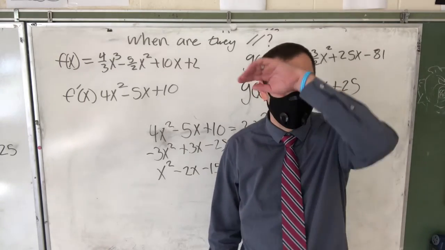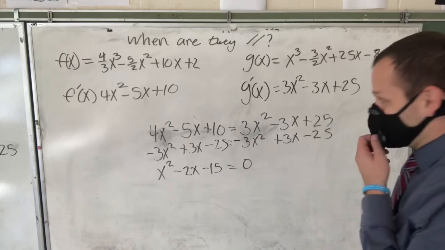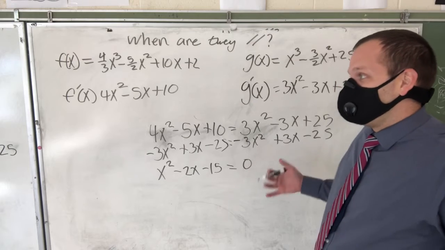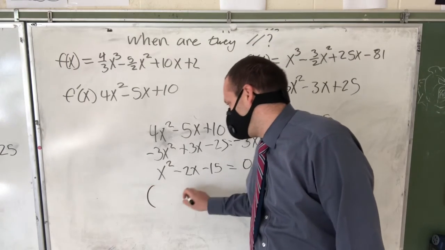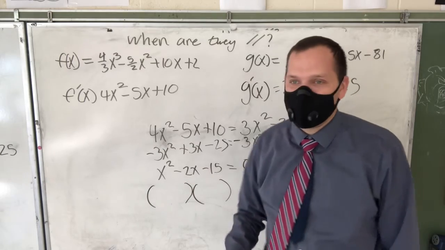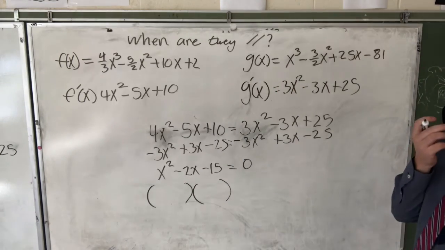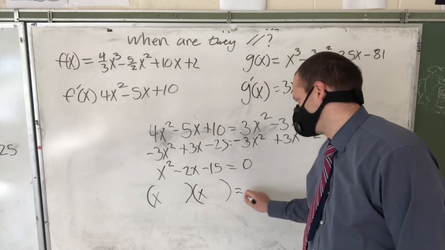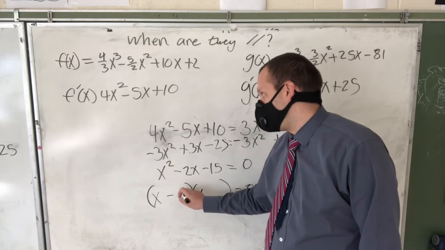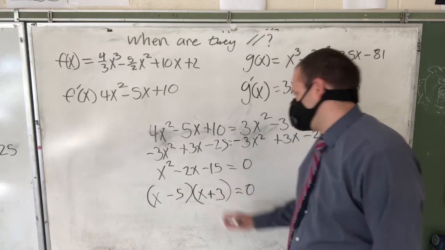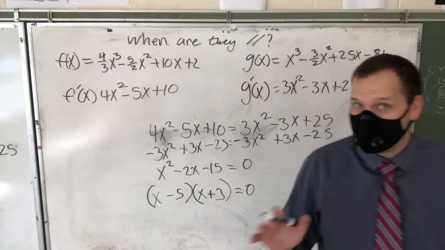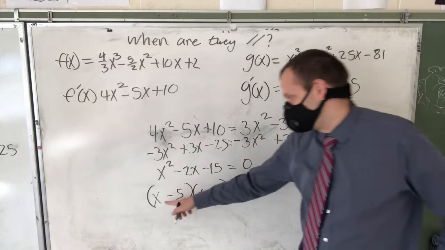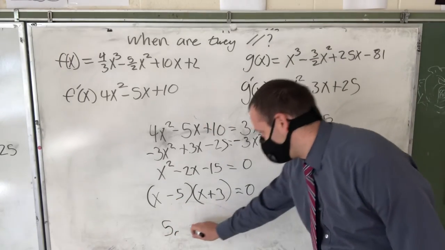That was a lot of work. Well, I'm not done yet because I don't know what my x values are. I've got a quadratic equation set up. I need to think what two numbers add to be negative 2 but multiply to be negative 15. Negative 5 and positive 3 are the two numbers. Now, those aren't my answers. My answers are what x values make it 0: positive 5 and negative 3.